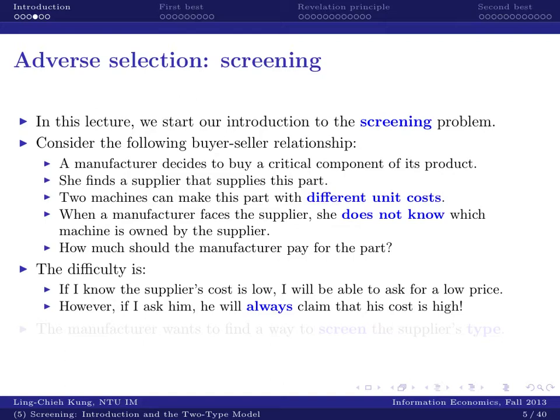Okay, so it's lucky that at least I know there are two machines. The supplier must be using one of them. If I don't even know this piece of information, then it's even more advantageous for the supplier to increase the price. Okay? So in this case, we know information is valuable. So as a manufacturer, I want to find a way to screen the supplier's type. If I can know what's his type, I will be able to get some benefits from this contracting stage.